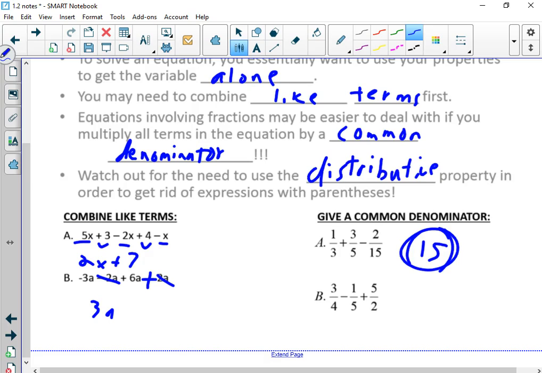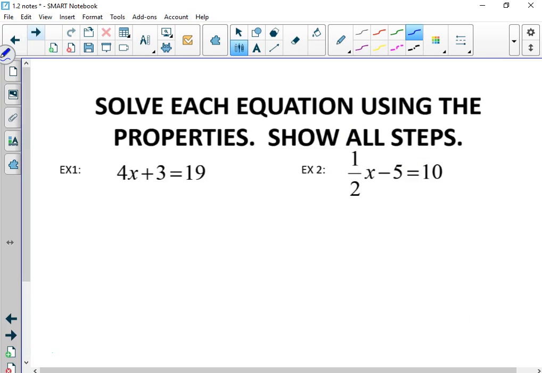4, 5, and 2. Okay, well, 2 goes into 4, but 4 doesn't go into 5. 2 doesn't go into 5. 10. 2 and 5 go in, but 4 doesn't. 20. Boom, there we go. 20 is a number that all 3 go into. 4, 5, and 2. 4 goes in 5 times, 5 goes in 4 times, and 2 goes in 10 times. If you ever need me to stop, just let me know and I'll go back.